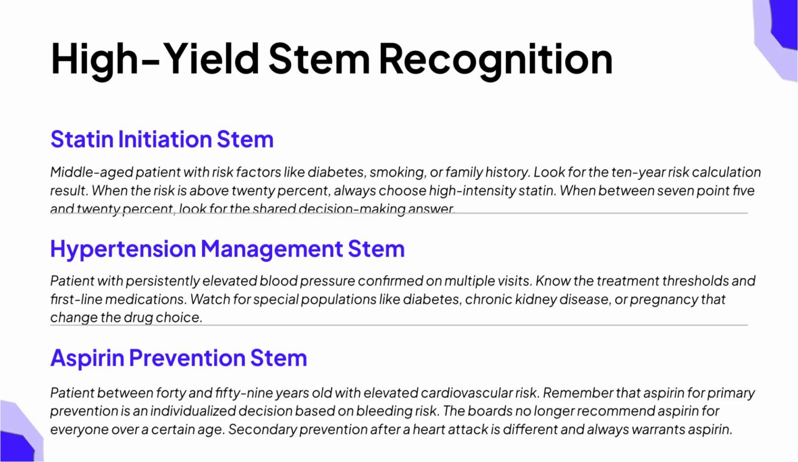For hypertension management, look for a patient with persistently elevated blood pressure confirmed on multiple visits. The key is knowing the treatment thresholds and matching the right first-line drug to special populations. For aspirin in primary prevention, the classic stem is a patient between 40 and 59 with elevated cardiovascular risk. Remember that current guidelines emphasize individualized decision-making based on bleeding risk, and the boards no longer support blanket aspirin recommendations for primary prevention. These stems repeat over and over on practice questions and on the real exam.